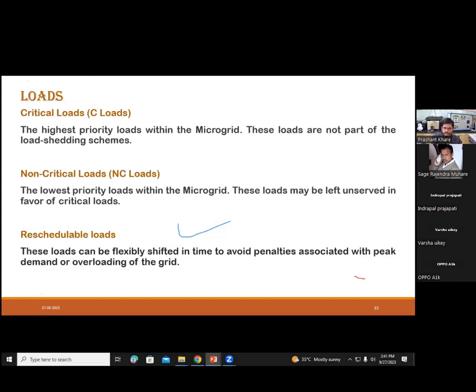Reschedulable loads means what? These loads are flexible. Means in case of high power demand, you can reschedule these loads to some time instant at which the power demand is not that much high. So these are called reschedulable load.